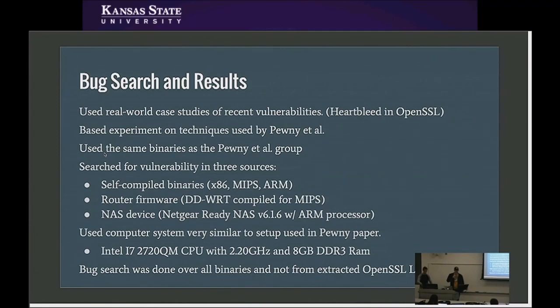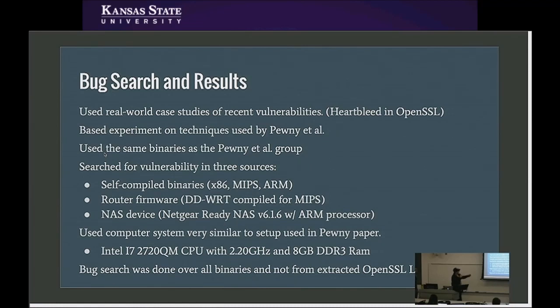Okay, so once they got all that set up, they actually wanted to do this on a real-world case, and so they actually contacted the people who did a 2015 experiment, Pewny et al. It was, let's see, cross-architecture bug search in binary executables. They created a program that did a similar thing, and they were looking for Heartbleed in OpenSSL, and so they actually got that group to send their binary files so that they could use the exact same binaries that were used in the original project.